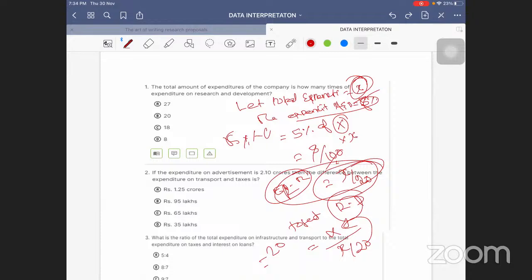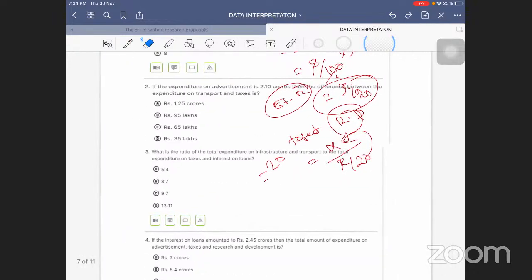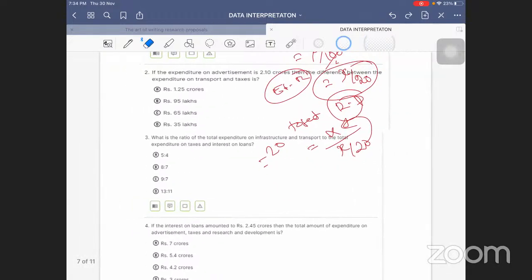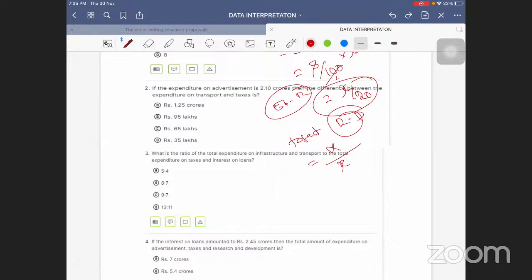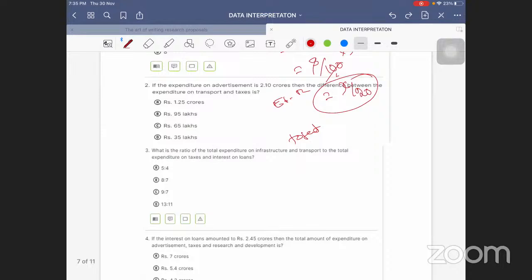The second sum: if the expenditure on advertisement is 2.10 crores, then the difference between the expenditure on transport and taxes is what? They don't tell us the total expenditure, so let's consider total expenditure is X.